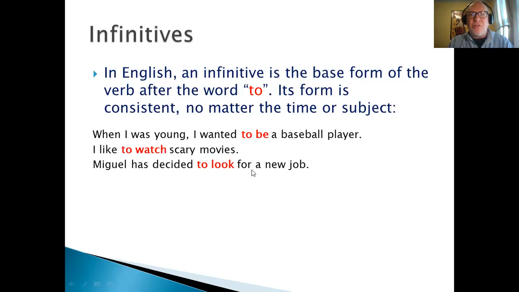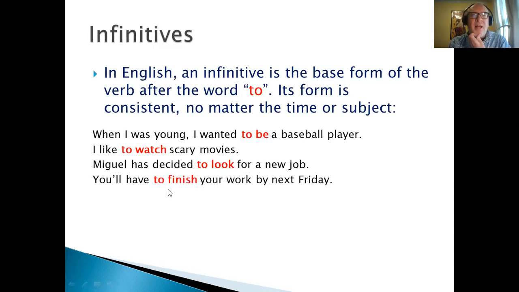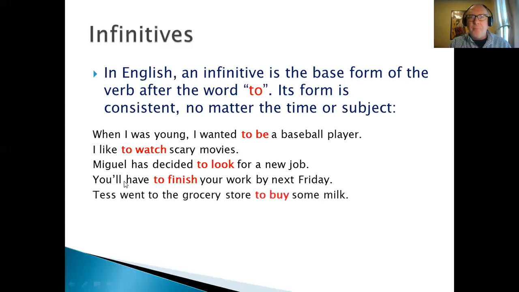Miguel has decided to look for a job. This one's present perfect, but no change to the verb. You'll have to finish your homework by next Friday. This one is future, but again, no change to the infinitive. The infinitive is the same. The first verb will change. Maybe the first verb is past or present perfect or future. The first verb changes. But the other verbs don't change.